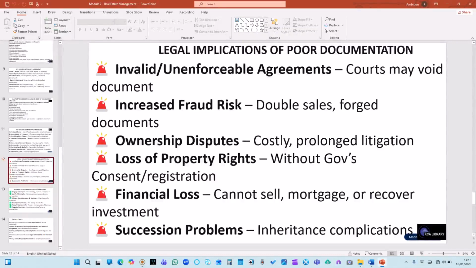Then number three, ownership dispute. There may be a dispute between one person and another over the ownership of the property, which leads to costly, prolonged litigation. Then number four is loss of property right. Without governor's consent through registration, one may lose the right as the legitimate owner of the property. Then there is also financial loss, where the property cannot be sold, mortgaged, or investment recovered. Then number six, the last, is succession problem, which is inheritance complication. So your children may not inherit such property.